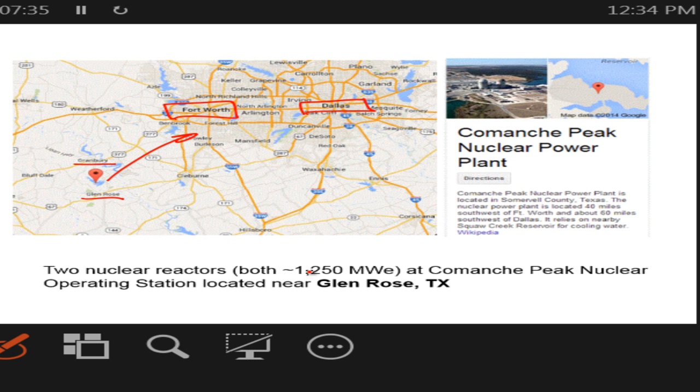They're about the same size, 1250 megawatt electric. I think in the relicensing and applications over the years, they boosted their electric power output. They were extra conservative in the design of the original reactors. They can produce more, right?